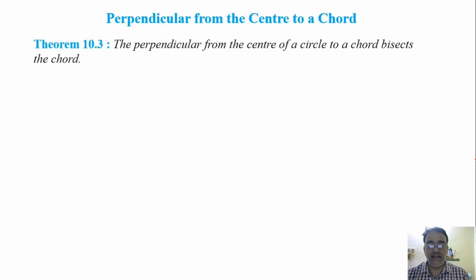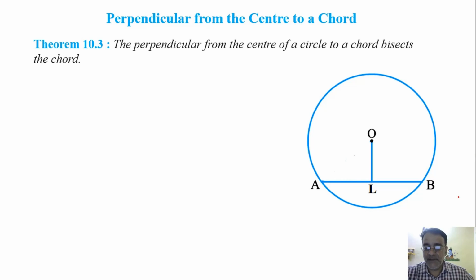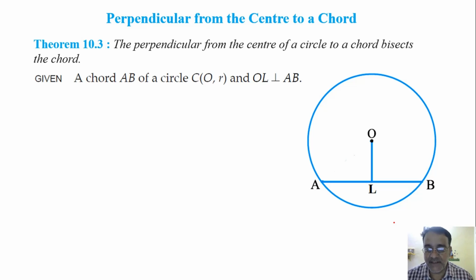The theorem is like that: the perpendicular from the center of a circle to a chord bisects the chord. Okay, if we draw a perpendicular from the center, then it bisects the chord. So that means, see this figure, we have to show that AL is equals to BL, and this is perpendicular. So let us start. What is given? AB is a chord and OL is perpendicular to AB. This is given, right? And what we have to show is that AL is equals to BL.